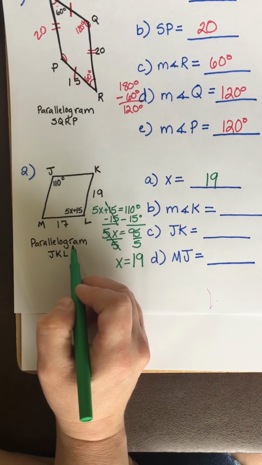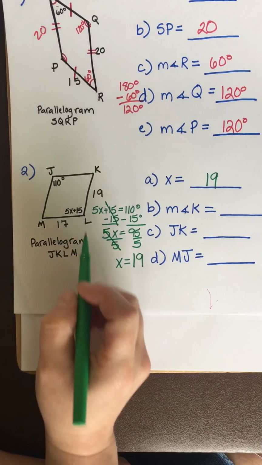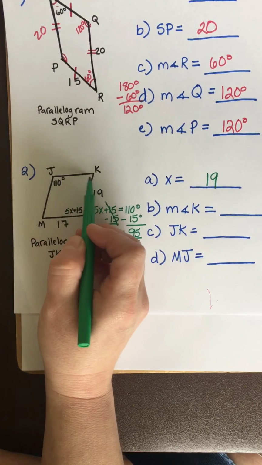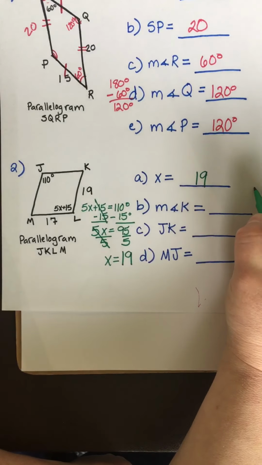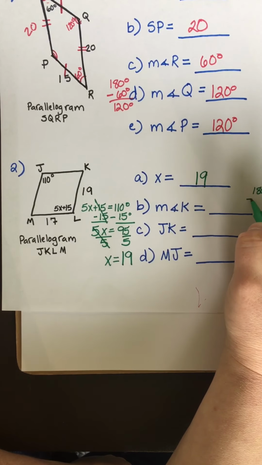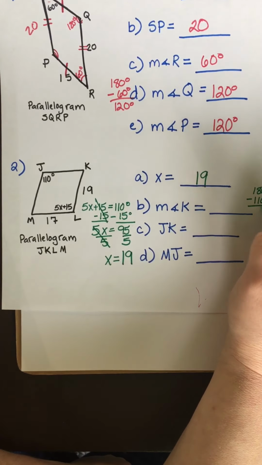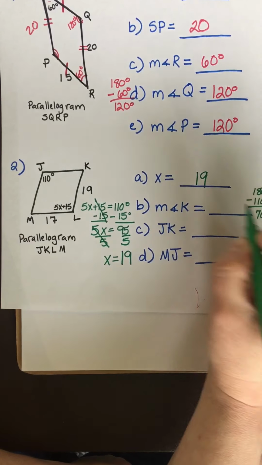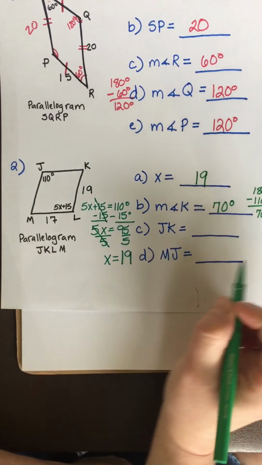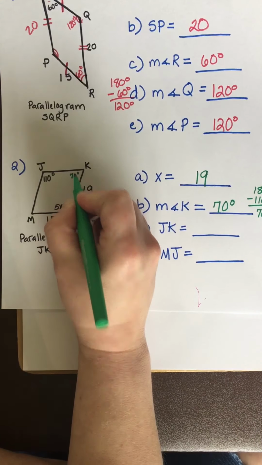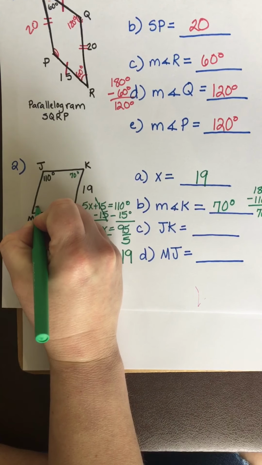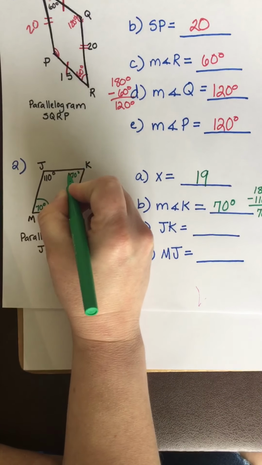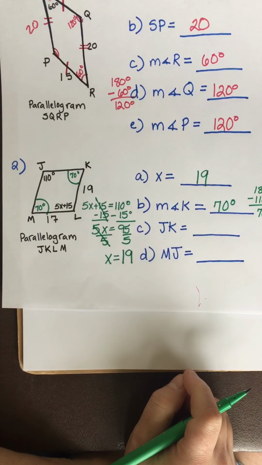Well, I know this is a parallelogram. And in a parallelogram, any two angles that are consecutive have to add up to 180. So to find the measure of angle K, I just need to take 180 degrees and subtract 110 degrees. And I get 70 degrees. So if K is 70 degrees, what other angle would be 70 degrees? Angle M. Because they're opposite angles, and opposite angles are congruent.